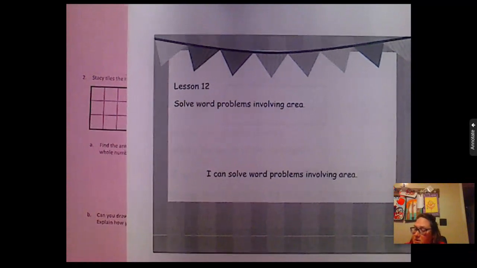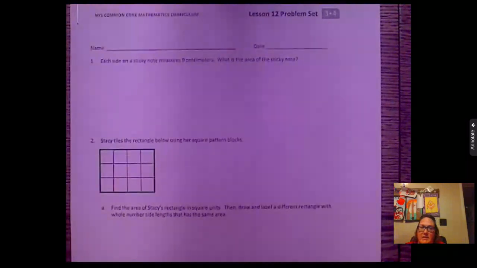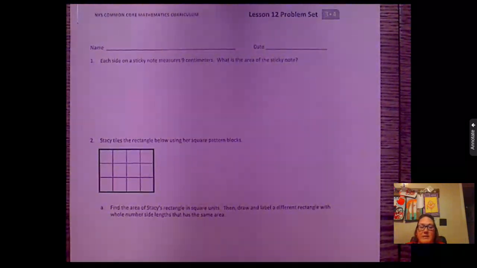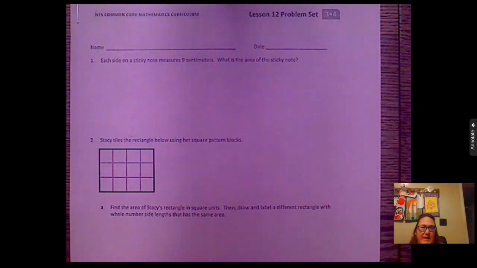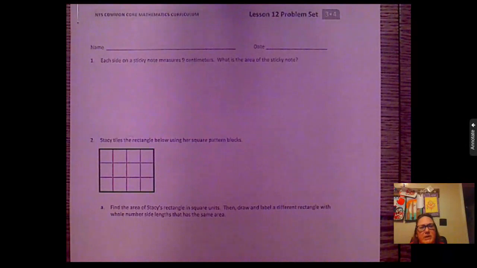Before we start our problem set today, just to show you, this is what our problem set looks like today. So it's lesson 12 problem set. So you can grab that. You could have a highlighter handy, and that's it. We don't need our ruler today. So just your pencil, your problem set, and probably a highlighter today, okay?